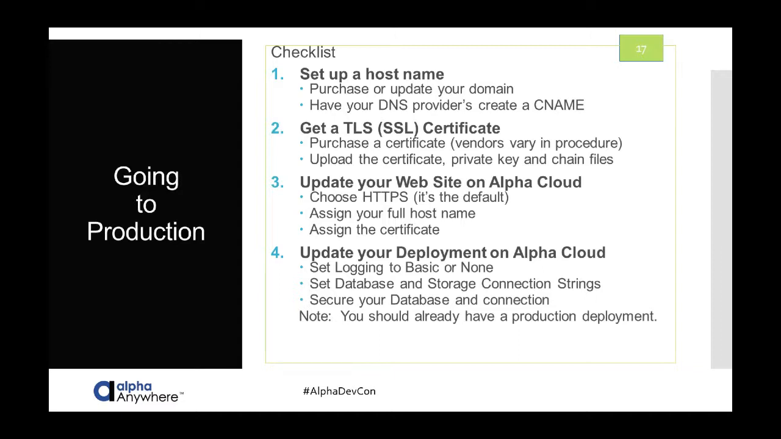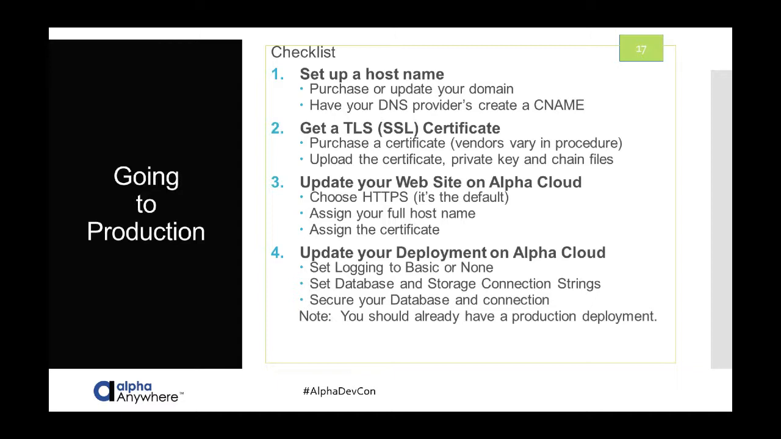Once you have those three pieces, you're going to update your website on Alpha Cloud. You're going to take the uploaded certificate and assign it to your website, and you're going to set a host name on your website. Make sure that you have selected HTTPS as your service. It's the default, and that should be the case for most of you.